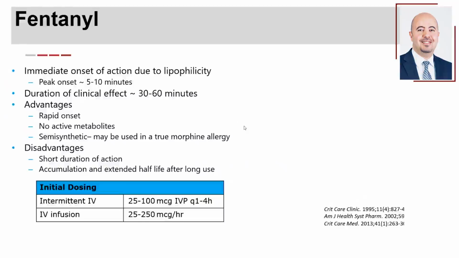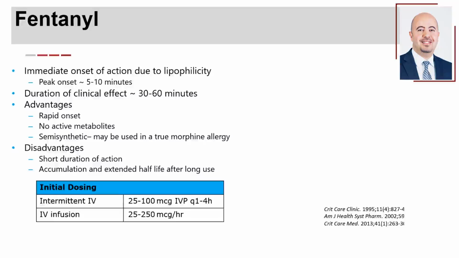على الجانب الآخر, fentanyl is the opposite. It's much more used as continuous IV drips in the ICU. Fentanyl, immediate onset of action, peak within 5 to 10 minutes, but the duration is short, 30 to 60 minutes. The advantages, it's rapid onset, ما في active metabolites, and it can be used even if the patient is allergic to morphine. The disadvantages is short duration of action. And if you're going to give pushes, you'll give it maybe every 1 hour because it doesn't last long.